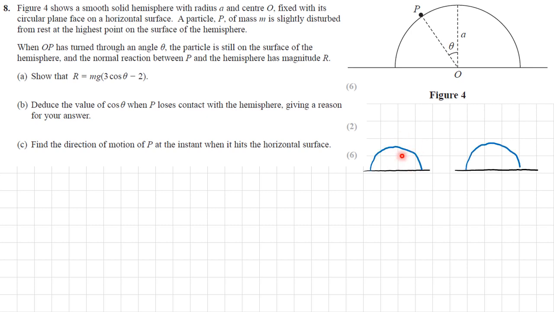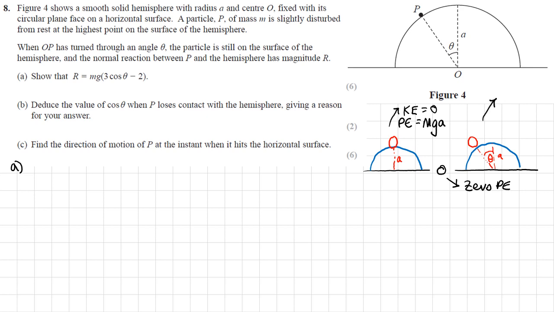Okay, so I'm going to draw here what's going on. We start with the particle P on top, and then it moves around by an angle of theta, and then it ends up here. I'm going to use energy to answer this question. I'm going to work out the total energy we have up here, and then the total energy when we get round to this point. At this point here, it's disturbed from rest, so the kinetic energy is 0. For potential energy, I'm going to take the plane as the point of 0 potential energy. So the height the particle is initially at is A, and its potential energy is mgA.